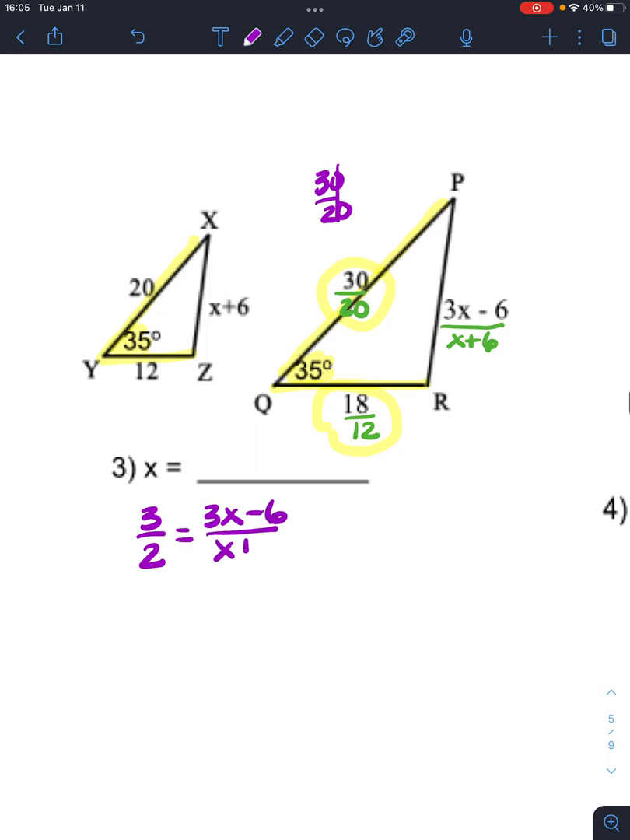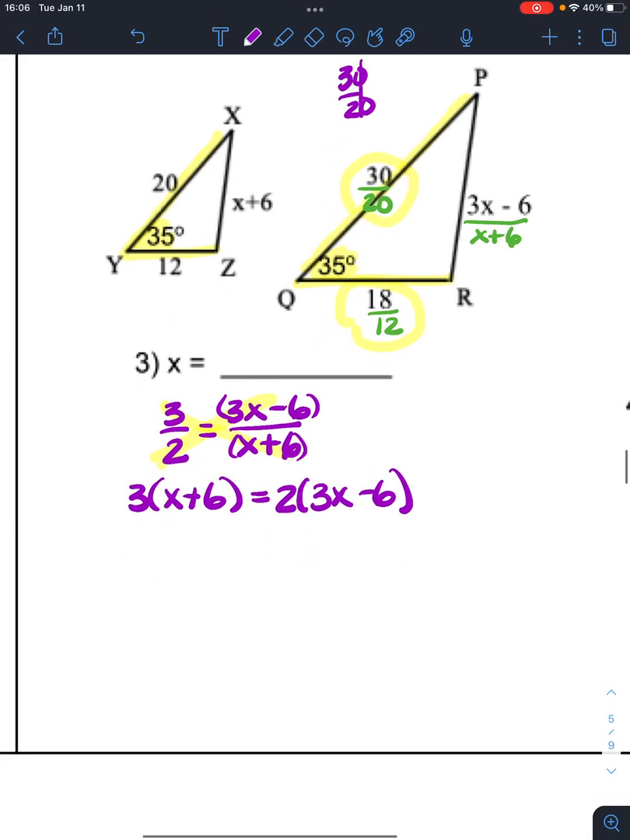We have (3x minus 6) over (x plus 6). Remember, when you cross multiply, it's everything times everything. So it's 3 times (x plus 6). Don't forget, you don't have to write this step, but it might be helpful. In fact, I think it's helpful if you put parentheses around there to remind yourself to do the whole thing. And then it's 2 times (3x minus 6).